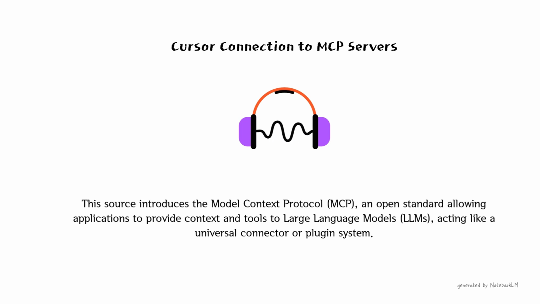Okay, let's unpack it. What exactly is the Model Context Protocol? Okay, so at its core, MCP is basically a new standard. It's open. And what it does is define a consistent way for different applications, different tools, to provide relevant information, we call it context, and also their specific tools to large language models, LLMs. Think of it almost like a standard language, so AI can talk to all your existing tools without needing custom integrations for every single one.